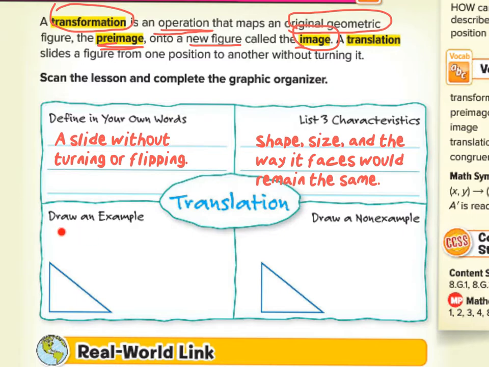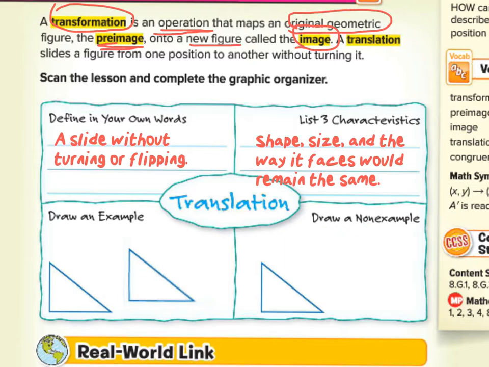Okay, let's draw an example right here. We see this would just simply move over. It would look like this. You see, I have the exact same shape, facing the exact same way with my hypotenuse here, and the legs being the same, as you can see there. So that would be a translation, just simply a shift to another location, keeping the same shape, same size, and facing in the same direction.